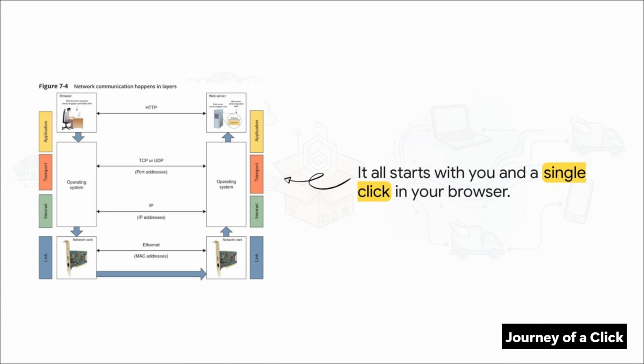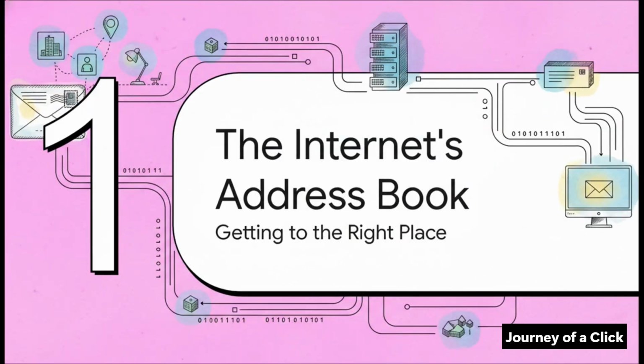Think about it. That simple request has to find one specific server, maybe thousands of miles away, grab the info, and haul it all the way back. So, how in the world does it know where to go? Well, it's kind of like sending a letter, right? Your digital message needs an address, but here's the twist. It actually needs 3 different kinds of addresses. This is to make sure it gets to not just the right building, but like the right person sitting at the right desk inside that building.